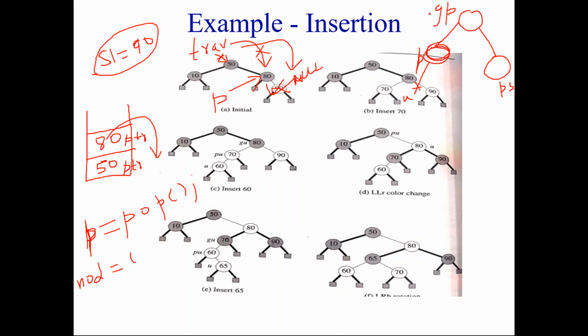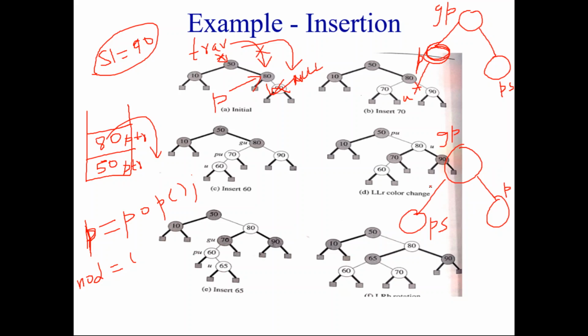Suppose P is coming as a right child. If parent is coming as a right child, then the sibling will be the left child. So this is what you have to check.